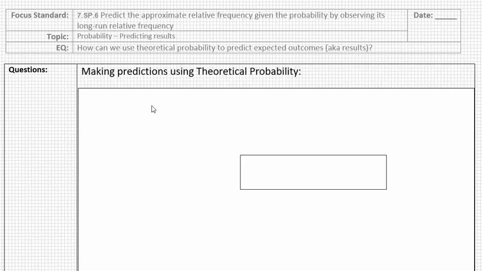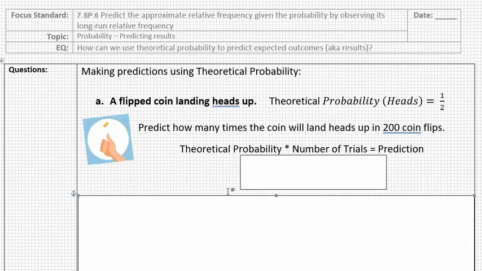So let's go ahead and discuss an example we've already looked at in prior video lessons. A coin toss. We want to talk about the number of times a flipped coin will land heads up. We've talked about this before, that the theoretical probability of a coin landing heads is 1/2, because there are two possible outcomes, heads and tails, and heads is one of those two possibilities. So the theoretical probability of a coin landing heads is 1/2.